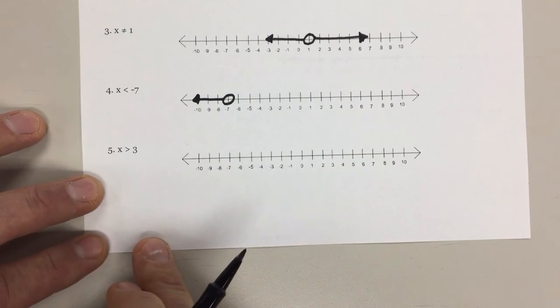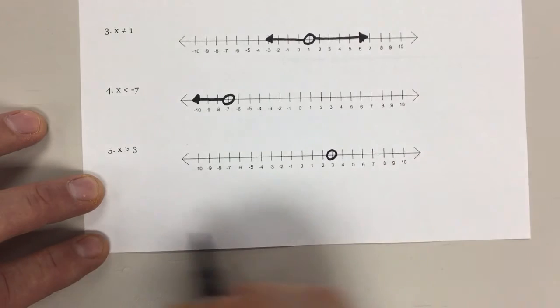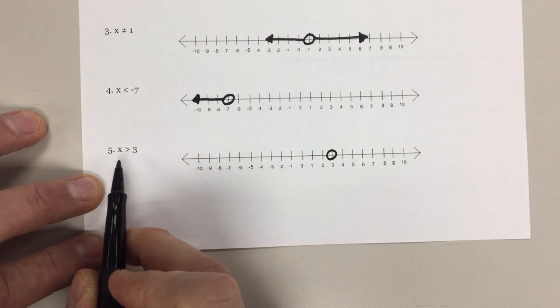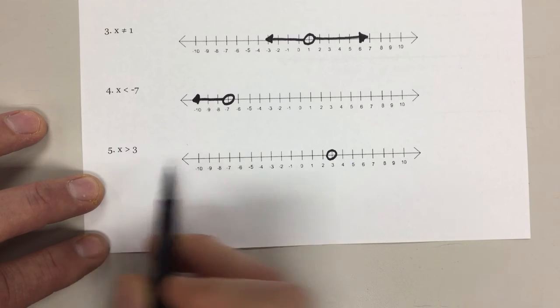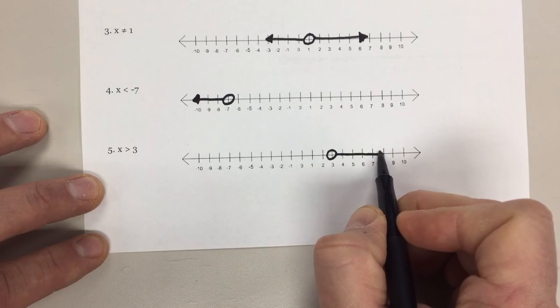For example 5, we start with a circle at 3. Again, since there is no equal sign, we're only interested in numbers that are bigger than 3. We leave this as an open circle. Arrow to the right.